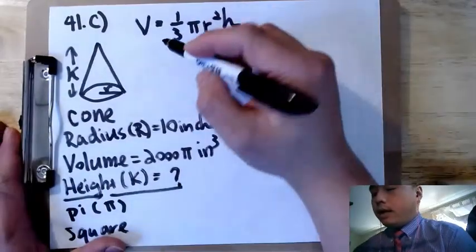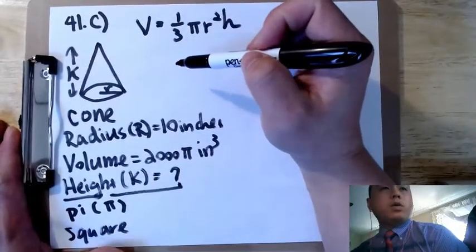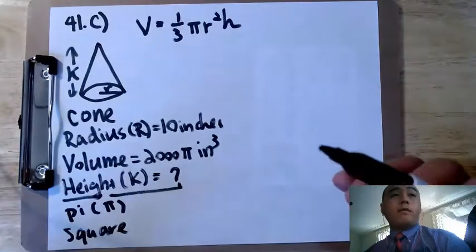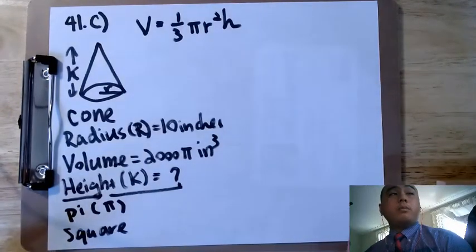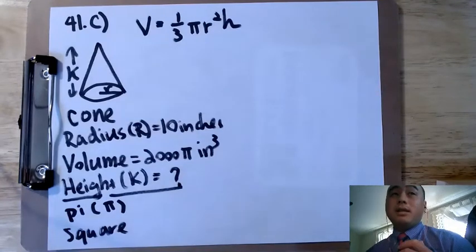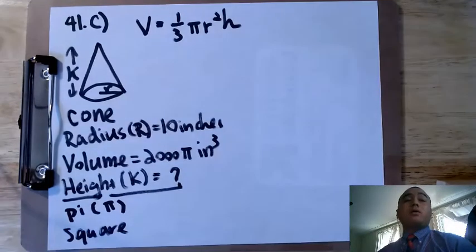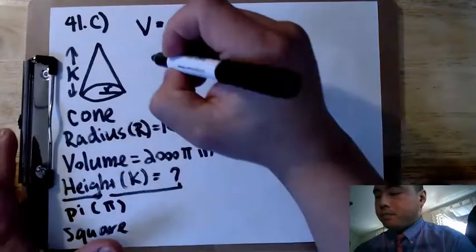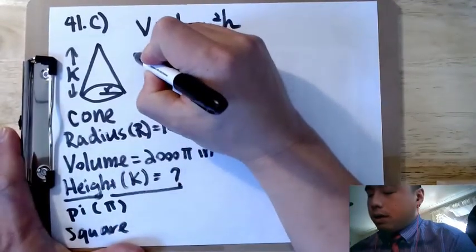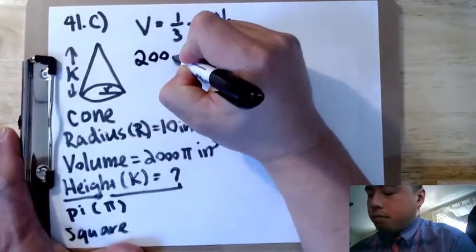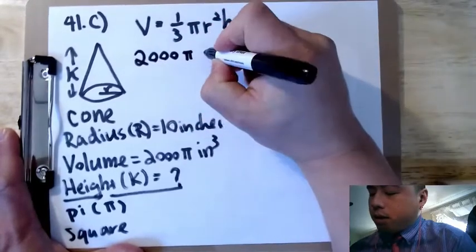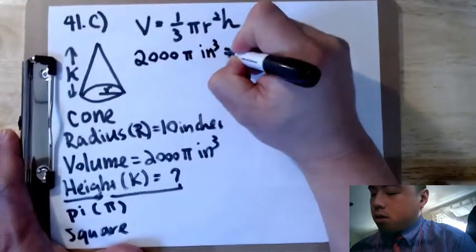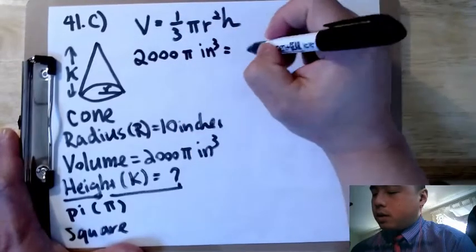So the volume of the cone was given to us to be equal to the volume of the cylinder, which from the previous problem we got to be 2,000 pi cubic inches. In this calculation we will also demonstrate why it is good practice to leave pi in its pi form. So let's start. 2,000 pi cubic inches is equal to 1/3 pi r squared h.